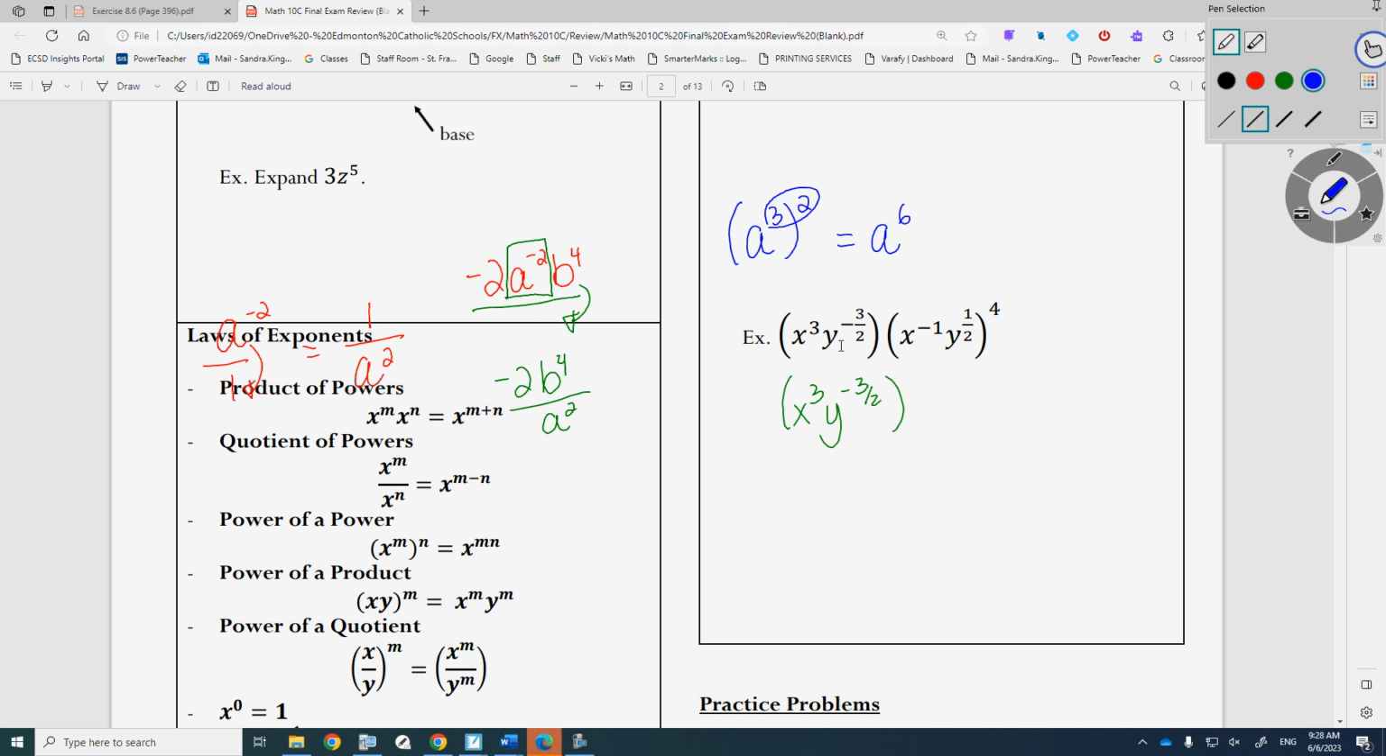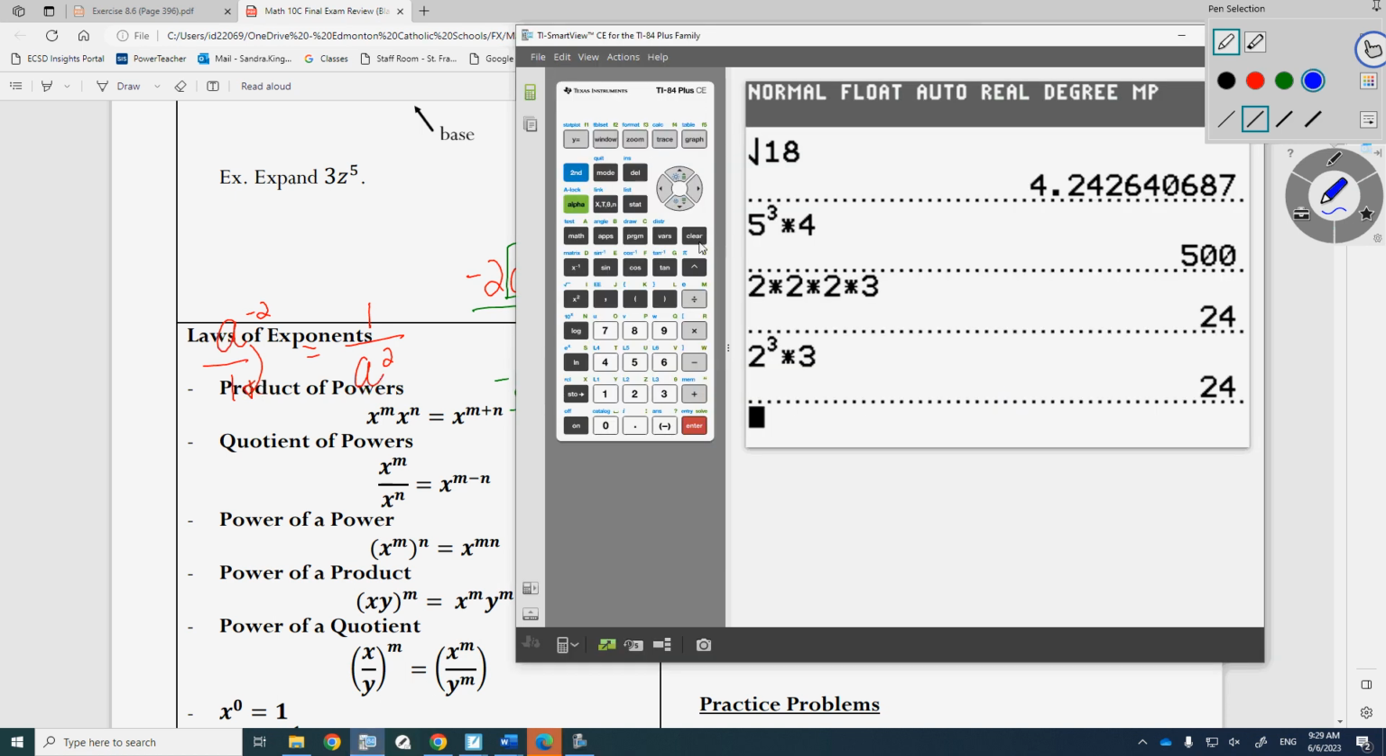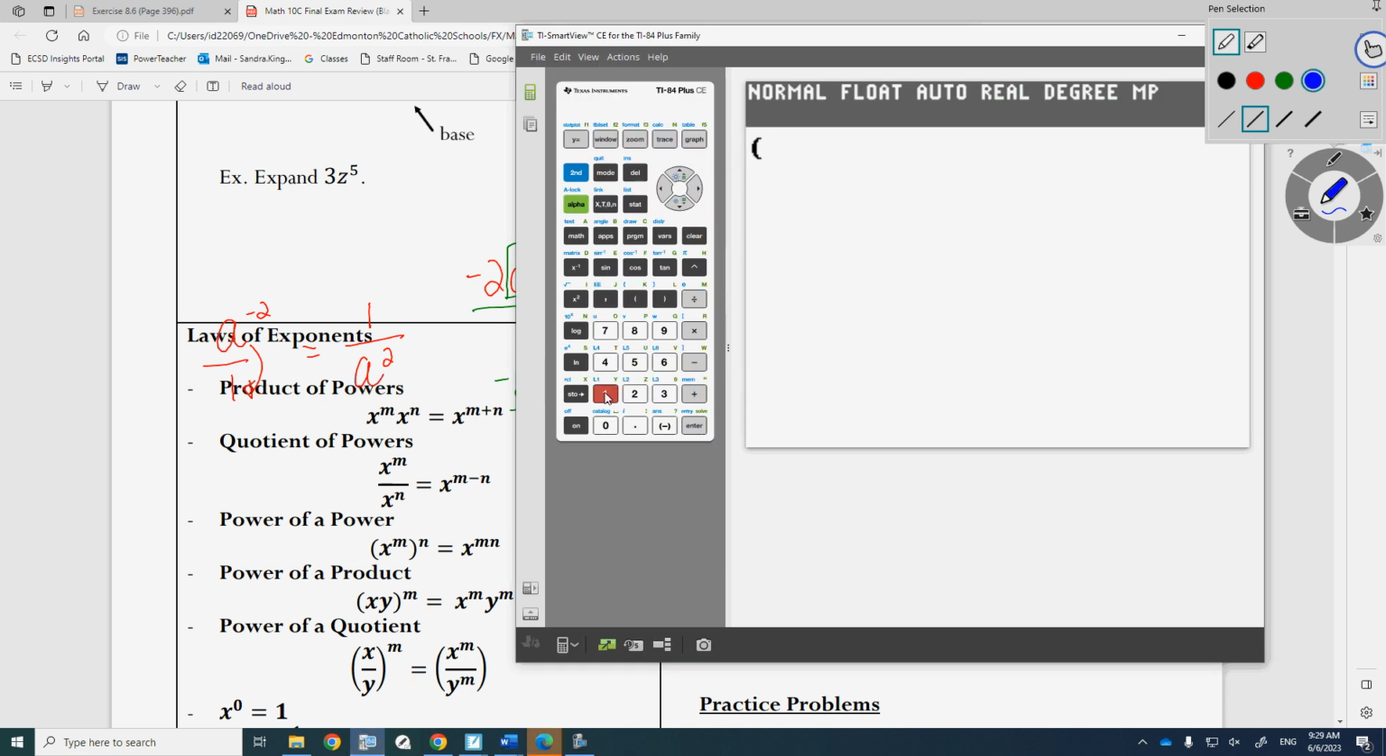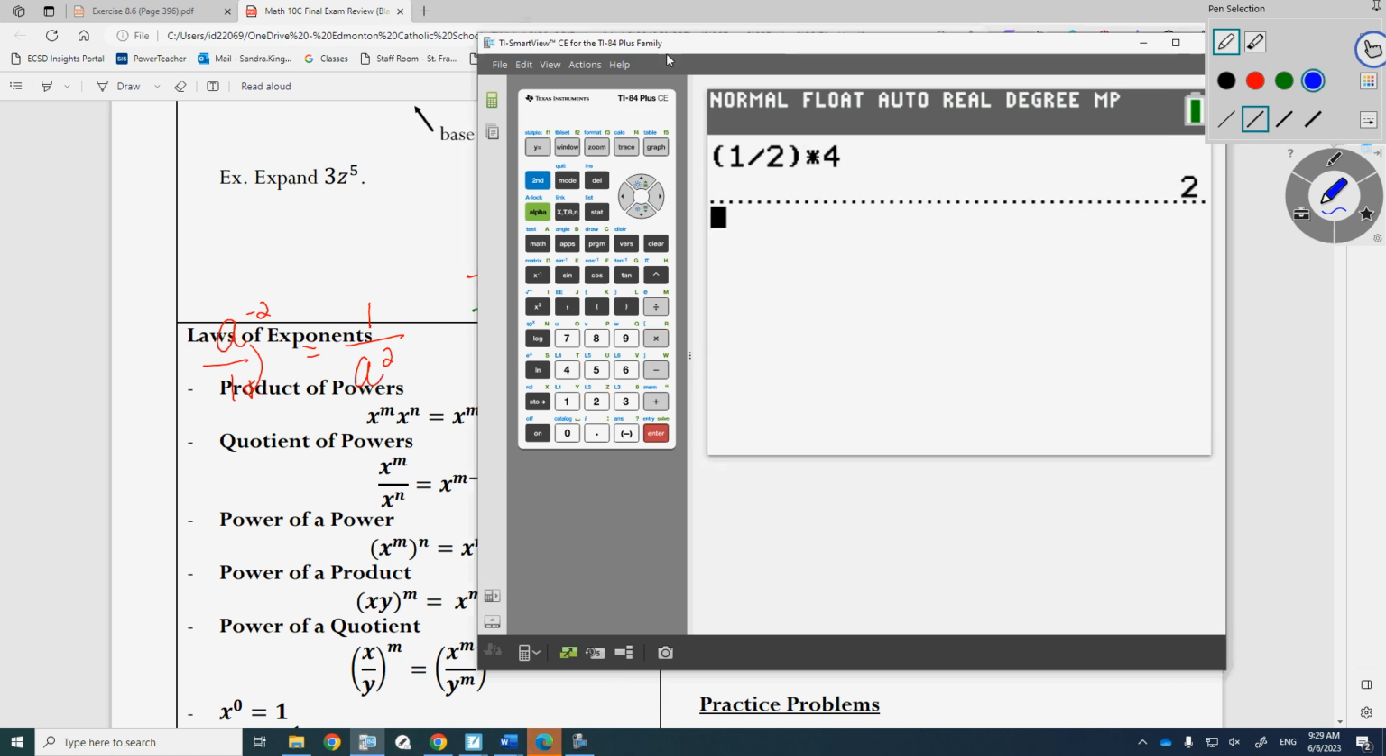So what's going to happen is this would be power to a power. So I'm going to multiply negative 1 times 4. So negative 1 times 4 would be x to the negative 4. And I'm going to multiply 1 half times 4. So remember, if you're doing it on your calculator, fractions are in brackets. So 1 over 2 times 4. That's going to give me a 2.